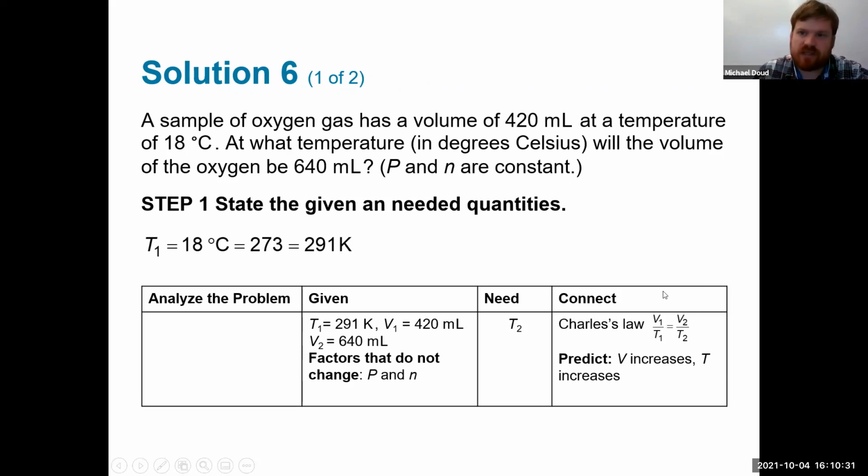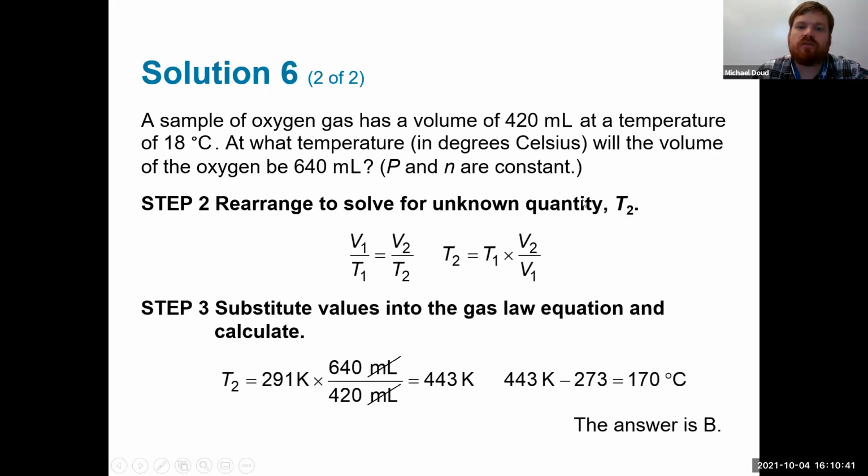Now, what I forgot to mention in the last slide is that the temperature for this equation has to be in Kelvin. You cannot use Celsius, you cannot use Fahrenheit. You have to have the temperature in Kelvin. So the first thing that you need to do always is convert your temperatures to Kelvin. So 18 degrees Celsius becomes 291 Kelvin, and that is our initial temperature, T1.